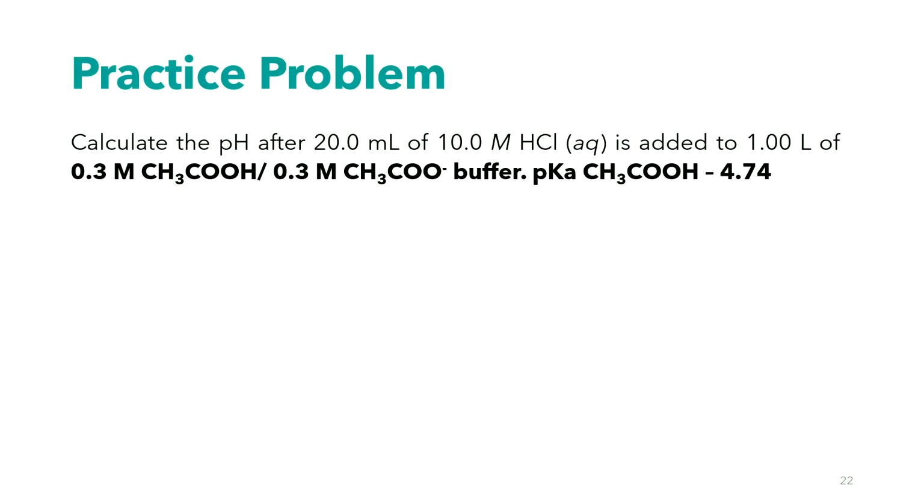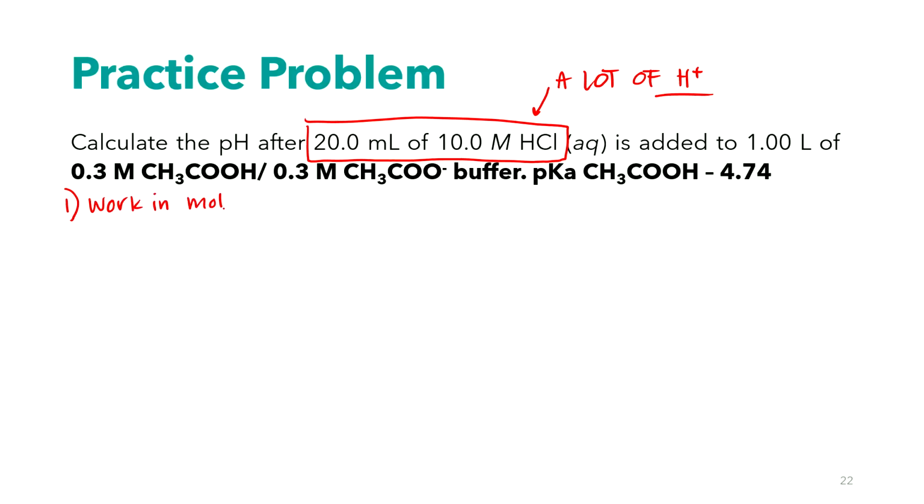I'm going to add in 20 mils of 10 molar HCl. So a lot of H plus. And I'm going to track how that pH changes. We've got to do a BCA table first, which means working in moles. So first, work in moles. I'm going to get moles of H plus. My volume is 20 mils, which is 0.02 liters, and it's 10 molar. It's pretty concentrated, so I'm really adding in 0.2 moles of H+.